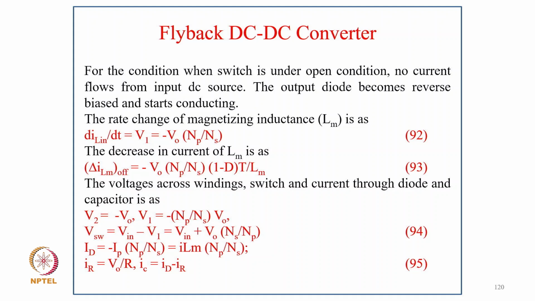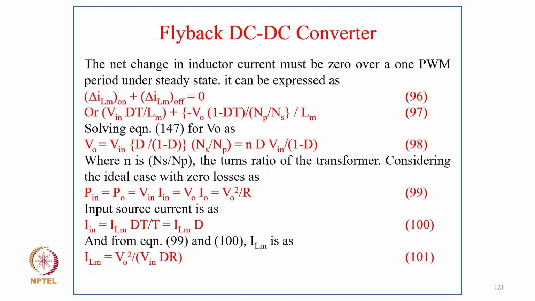This is the major drawback of the flyback converter, where the switch voltage is the addition of input and output, and ID equal to minus Ip Np upon Ns equal to ILm Np upon Ns, and IR equal to Vo upon R, and IC equal to ID minus IR.